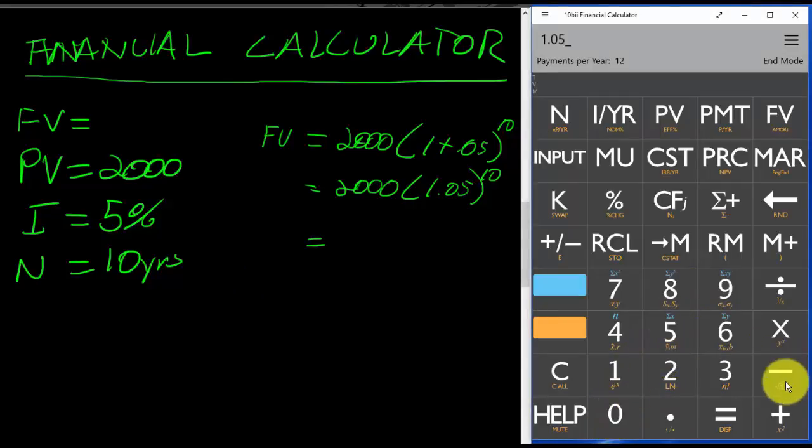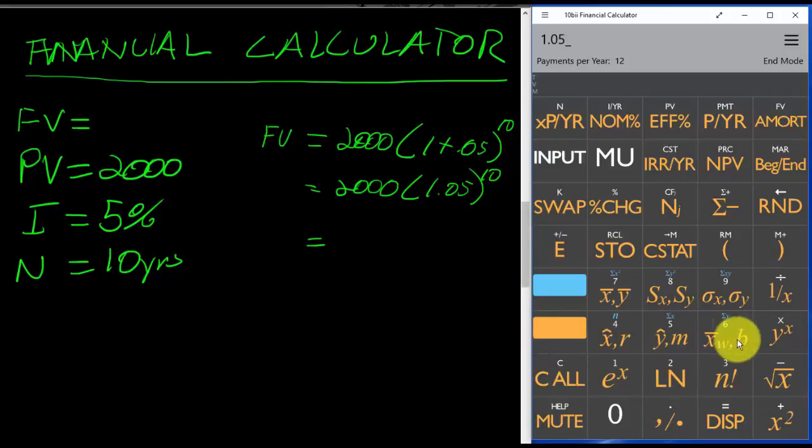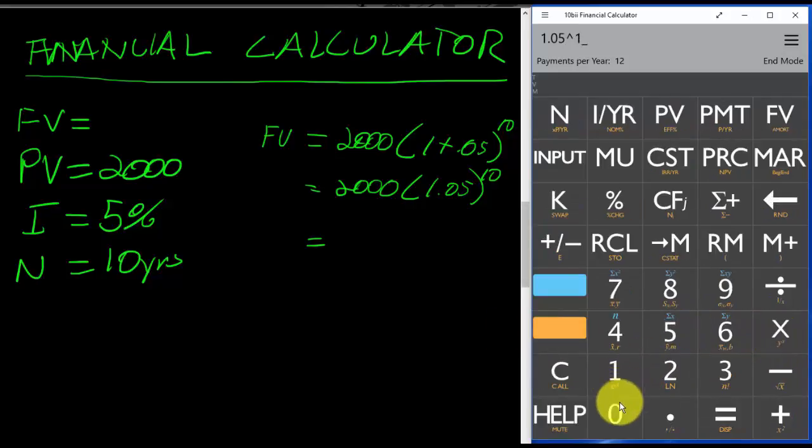I can calculate this with my calculator by doing 1.05, y to the x, 10, and that gives me 1.63. Then I multiply that by the 2000, and I get 3257.79. But we're going to focus on using the calculator today. So how do you use the calculator to solve this problem?